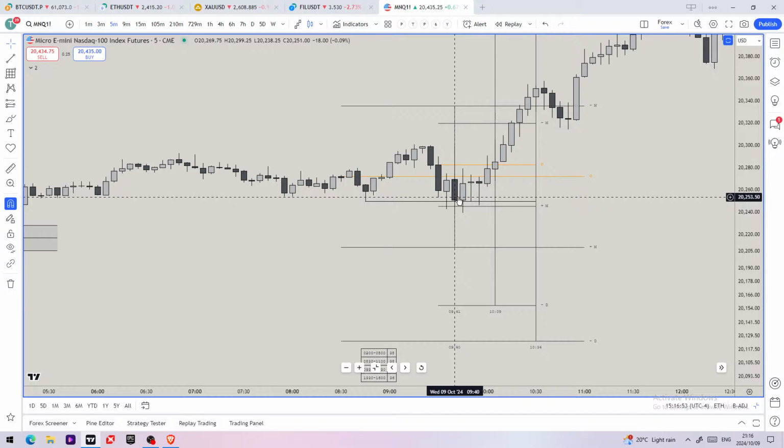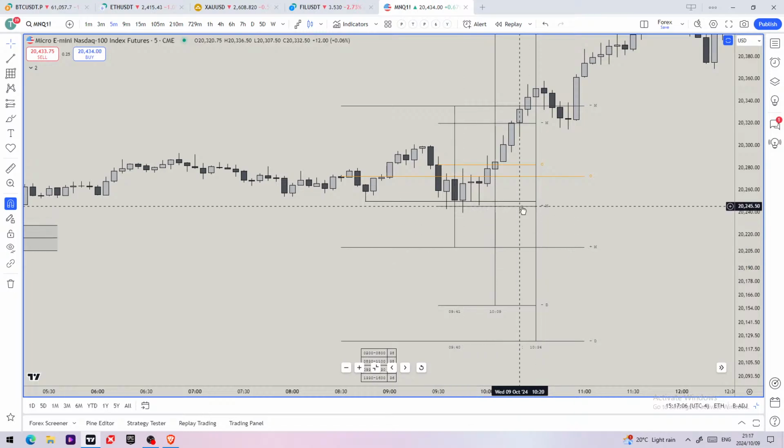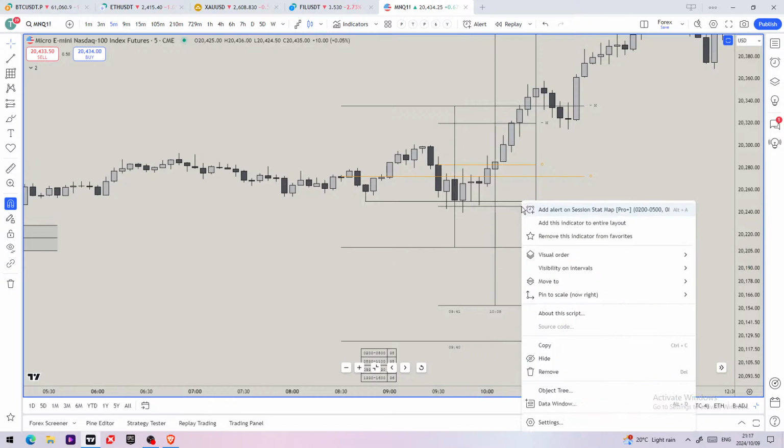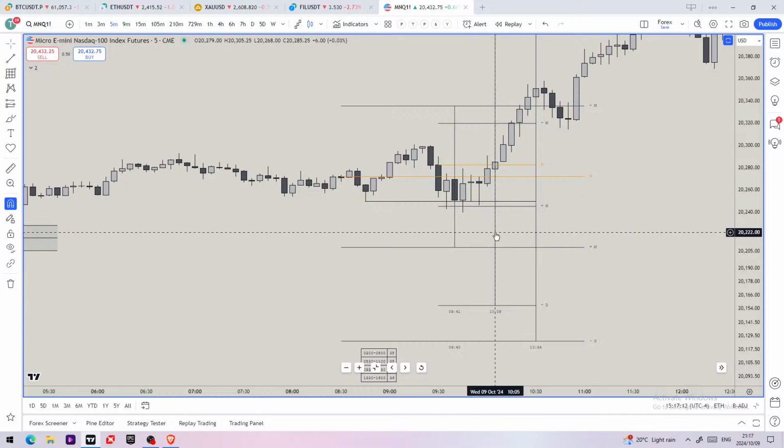So besides giving you the actual manipulation and distribution levels above and below price, it is also giving you the time. These indicators also have an alert function to alert you when an MOD level is hit. You could add alerts on the session stat map for an M level, a D level, and when those alerts go off, you get to your computer, you look for the setup, you take the trade.